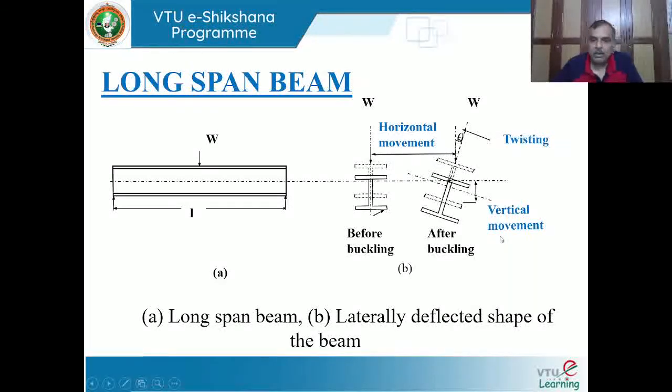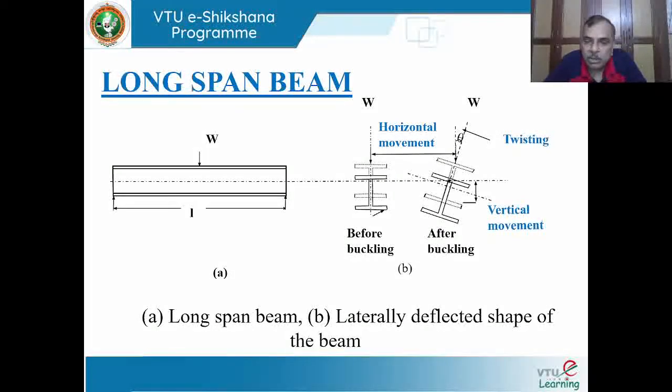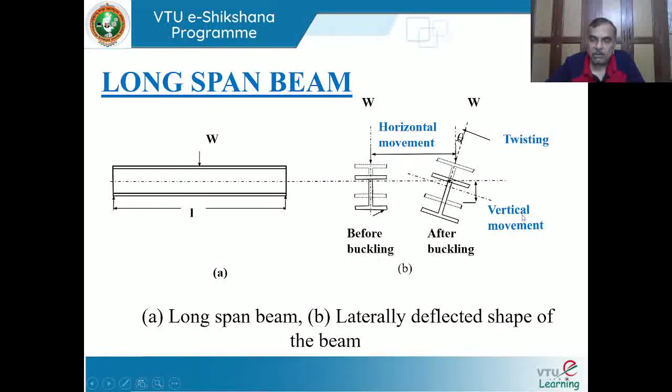So this is where the laterally deflected shape of the beam comes into the picture, and the phenomenon associated with this type of behavior is what is referred to as lateral torsional flexural buckling, or simply lateral buckling or lateral torsional buckling. This is mainly because the moment of inertia about the vertical axis is very small, but about the horizontal axis it is quite substantial, many times greater than the value we have in the vertical direction.